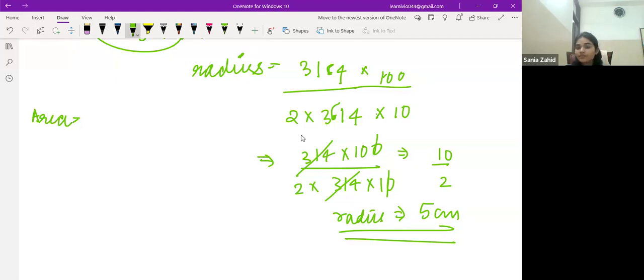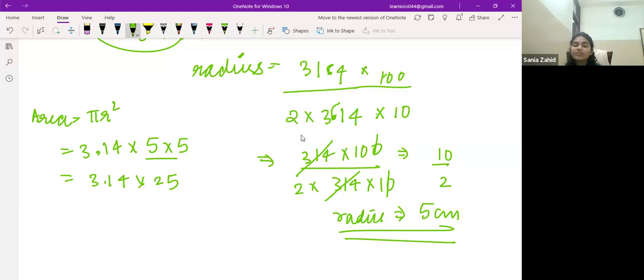What will be the area? What is the formula for area? 2 pi r. Area of circle, ma'am. Students, pi r square. Pi r square or 2 pi r square? Pi r square. Good, pi r square. So it becomes 3.14 into what is radius? 5 into 5. So it becomes 3.14 into 25. So multiply 3.14 and 25 and tell me what's the answer.